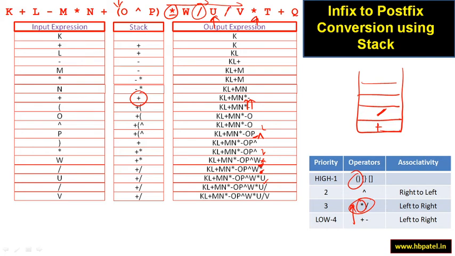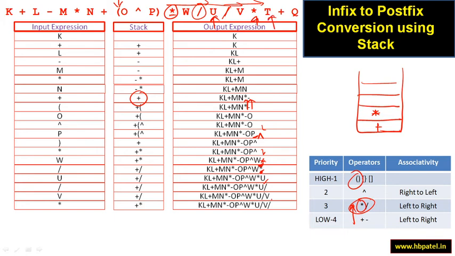Because division and star have the same priority, but if I go from left to right, division has higher priority. So I'll be popping division. So that division sign will be popped. This is kept here, and then I'm going to push this multiplication over here. Can I push multiplication? Yes, because this plus has low priority and multiplication has higher priority. Then comes T.